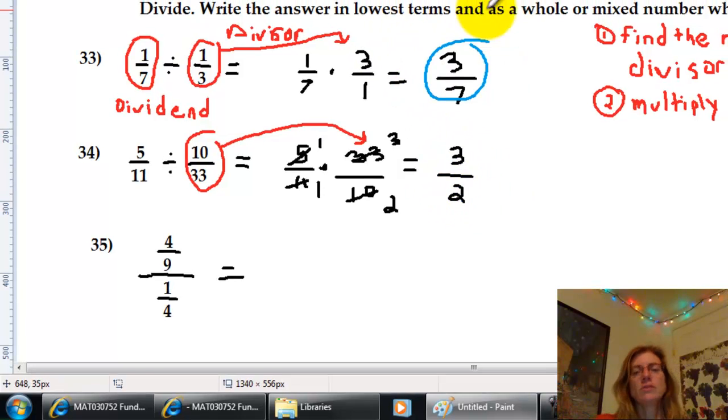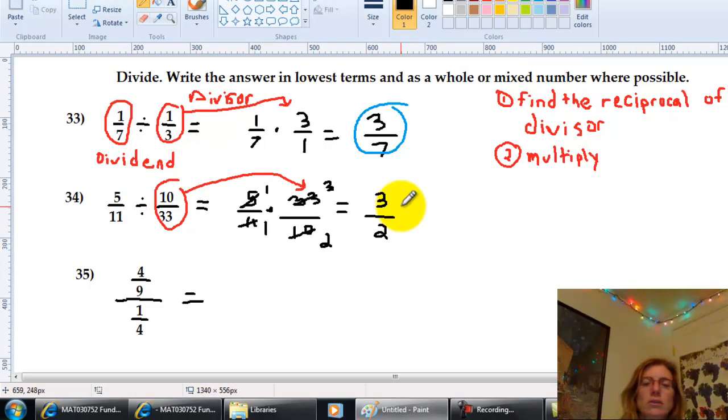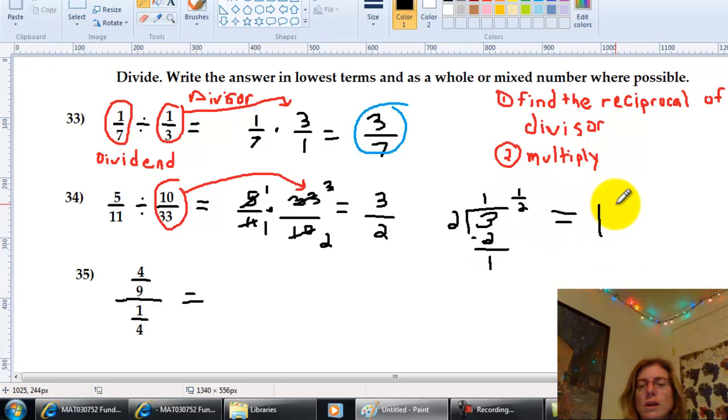Now it's asking for those terms as whole or mixed number. So this is an improper fraction, so we have to change it to a mixed number. 1 times 2 is 2, 1, so we have 1.5. Our final answer is 1 1/2 for problem 34.